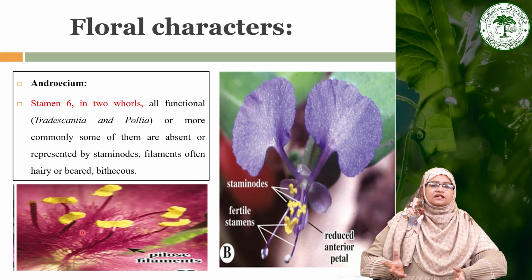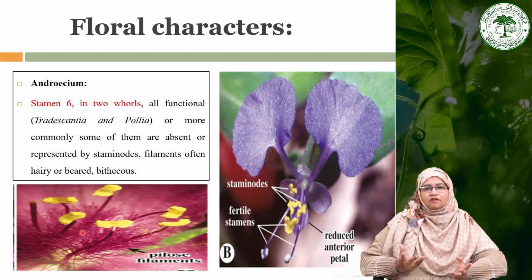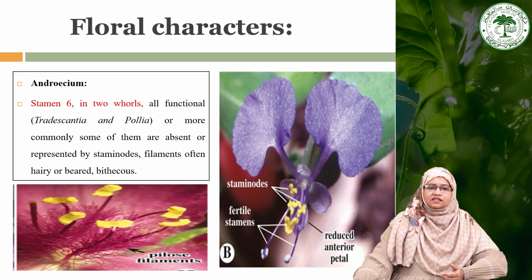So, you can see here the variation in the stamens. They are 6, arranged in 2 whorls, in which all 6 are functional, as in the case of Tradescantia and Pollia, and in general 3 are fertile and 3 are represented by staminodes. Filaments are often hairy, as we can see here, they have pilose filaments, that means hairy or beard filaments, and generally they are bithecous. So, this is the androecium.